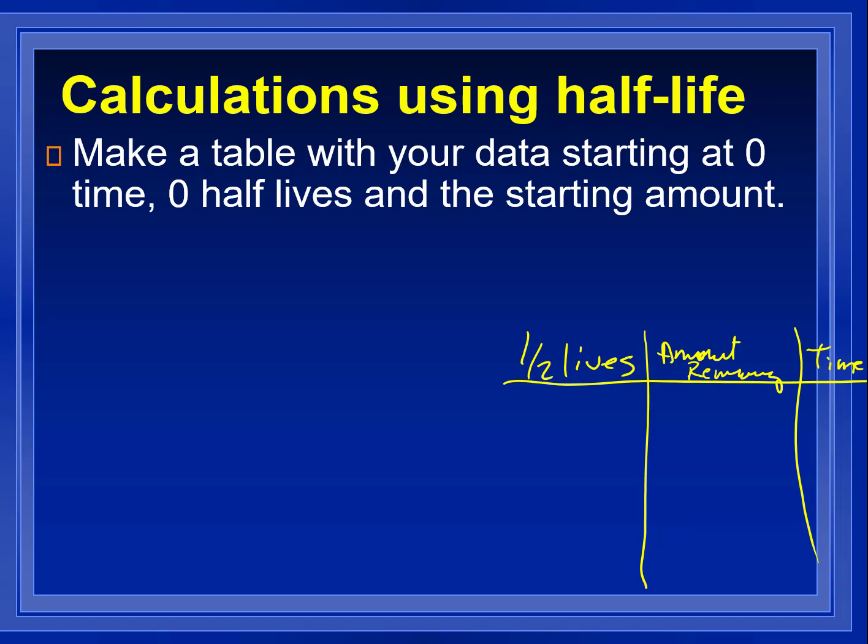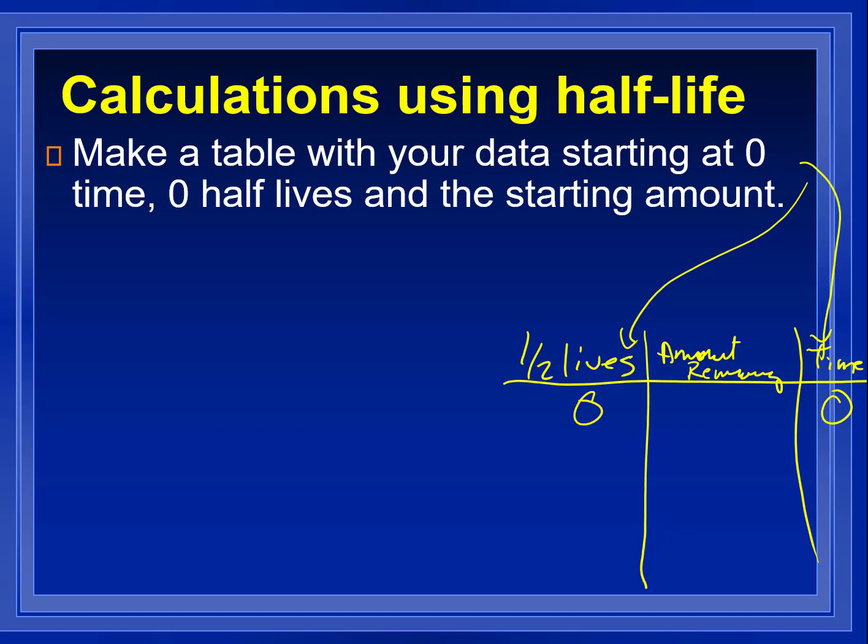When you start off, how many half-lives have you gone? 0. So that's what goes in the half-lives column. If you've gone 0 half-lives, how much time has passed? None. So you put 0. You're not used to starting tables with 0. So you're just putting a 1 in a table, right? But when I start, I haven't done any half-lives and I don't have any time. So I'm going to start off at 0 time and 0 half-lives.